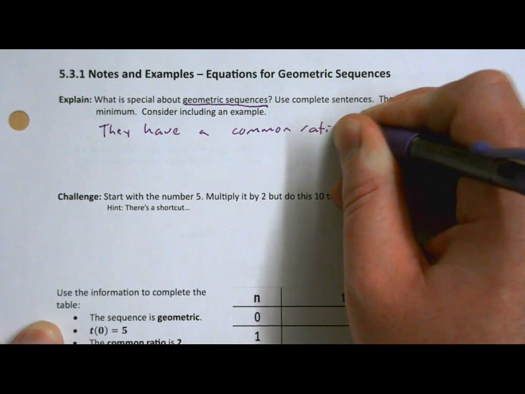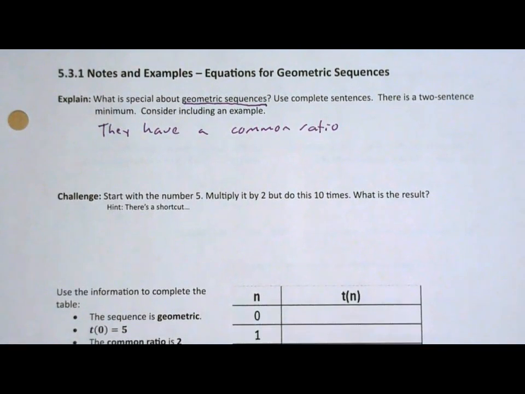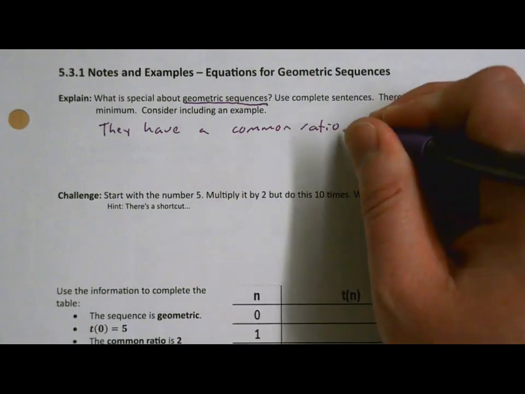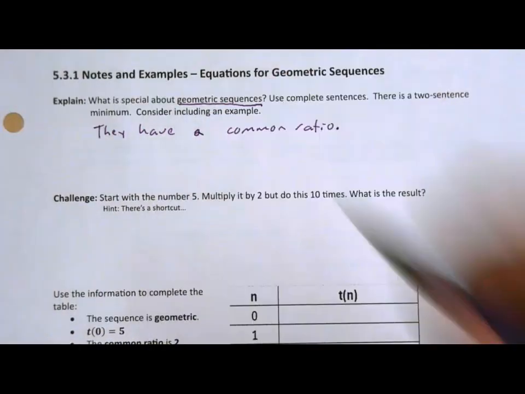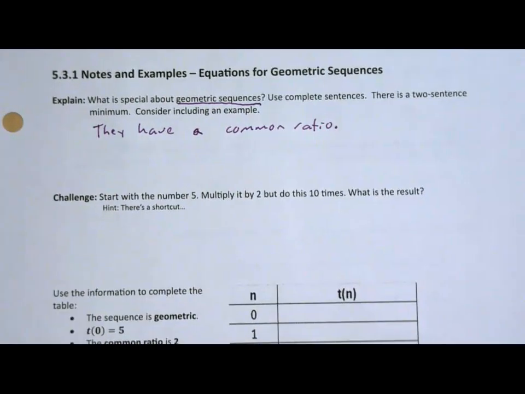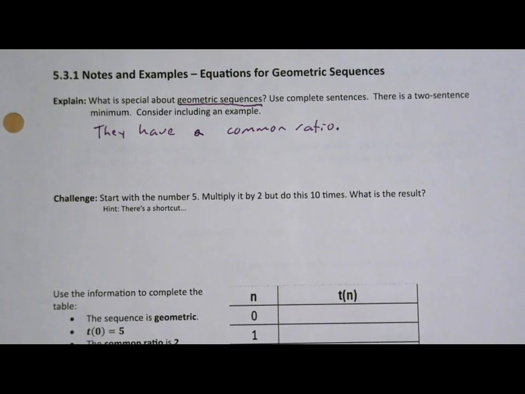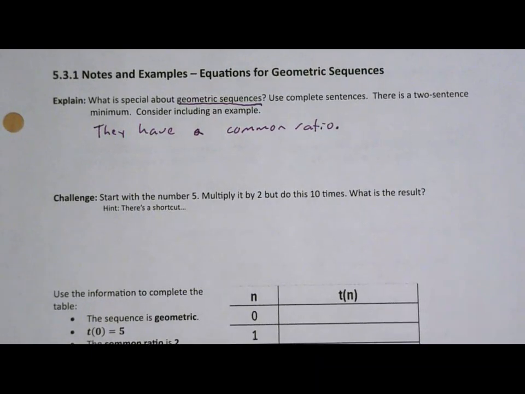How many people use common ratio in one of your sentences? Nice. How many people kind of described what a common ratio is? Maybe you didn't use that word, but remind me, what does a common ratio do? When you're writing a geometric sequence, what do you do with the common ratio over and over and over again? We're multiplying. So did anybody say anything about multiplying?